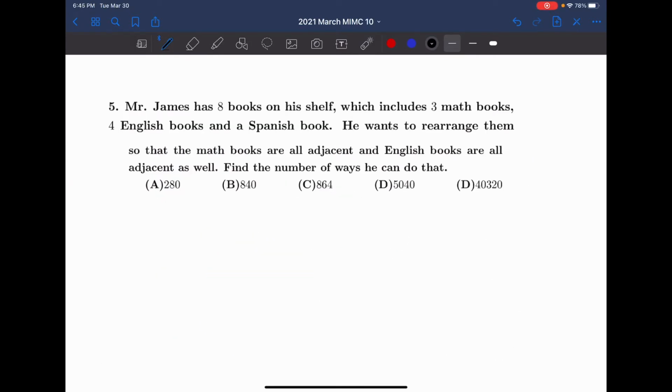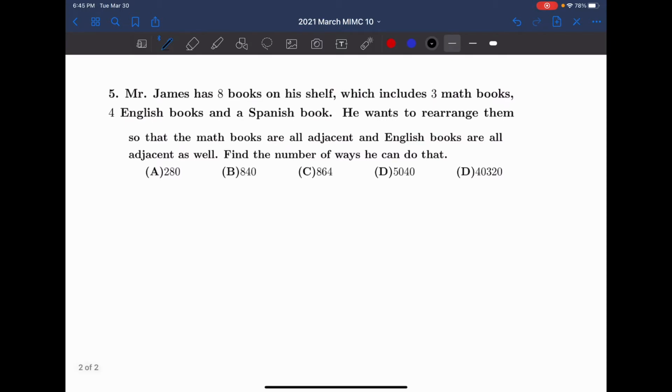So let's proceed with number 5. It states that Mr. James has 8 books on his shelf, which includes 3 math books, 4 English books, and a Spanish book. He wants to rearrange them so that all the math books are adjacent to each other and all the English books are adjacent as well.